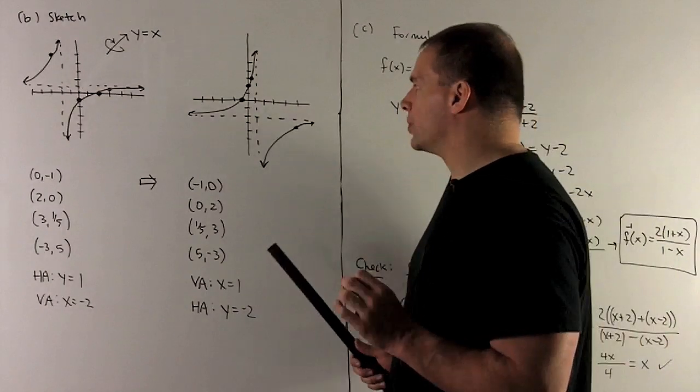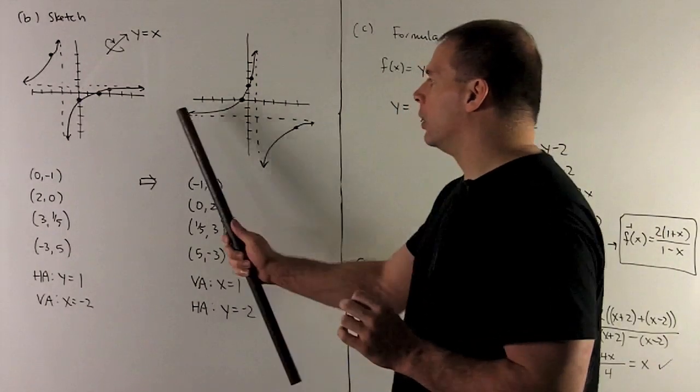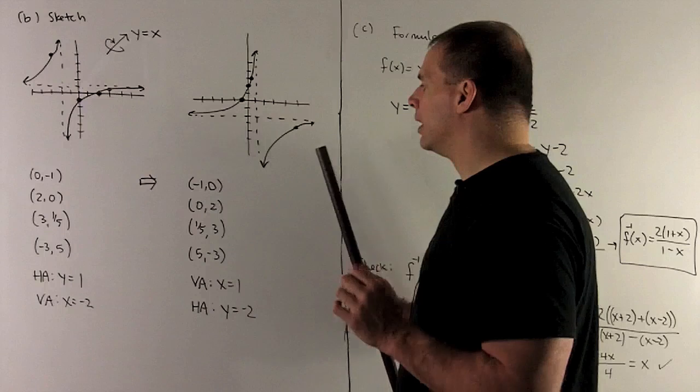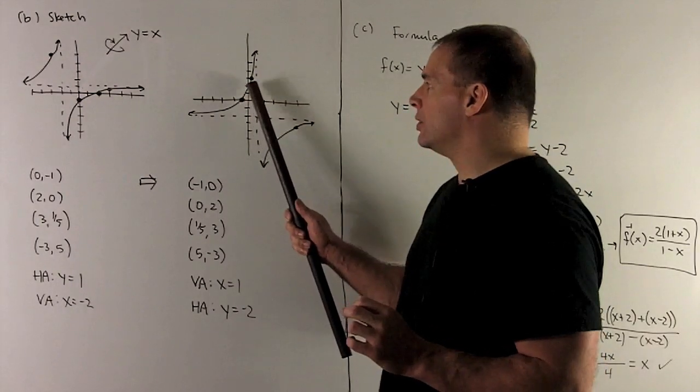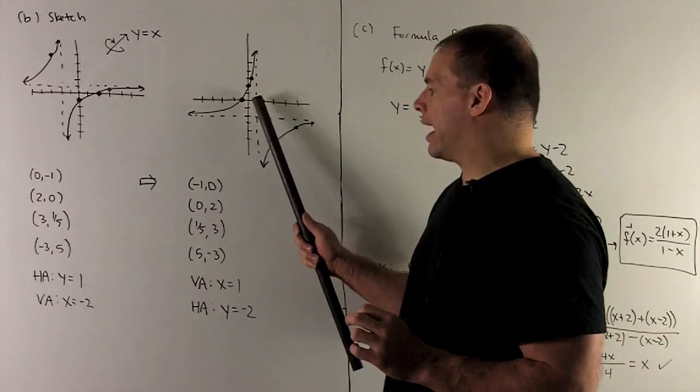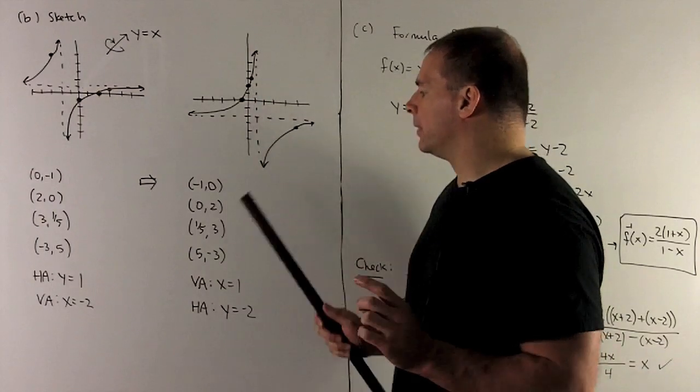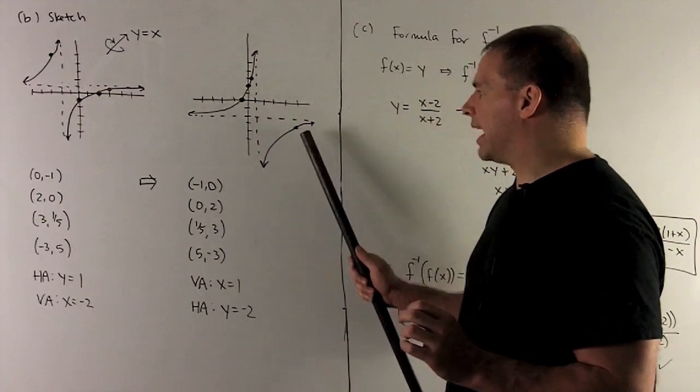So we put our asymptotes in. So that's x equals 1, y equals -2. Then we have 4 points. So there's (-1, 0), (0, 2). Okay, then we have 1/5 up 3. And then our other point over 5 down -3.